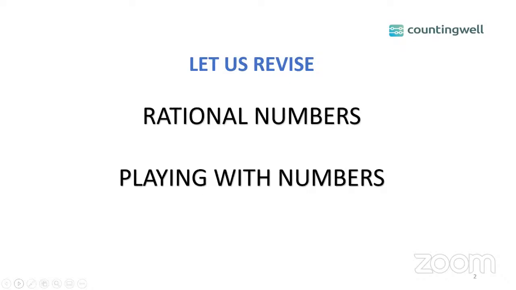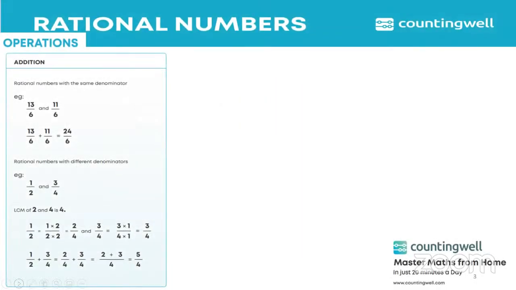In this session, I will take you through two chapters, rational numbers and playing with numbers from class 8. Let us see some basics of the chapter rational numbers. Rational numbers are nothing but numbers of the form a by b, where a and b are integers such that b is non-zero.